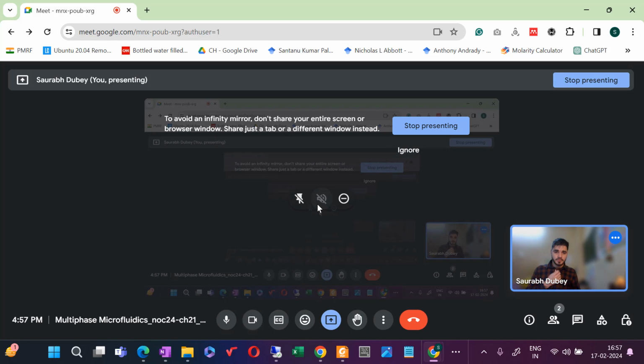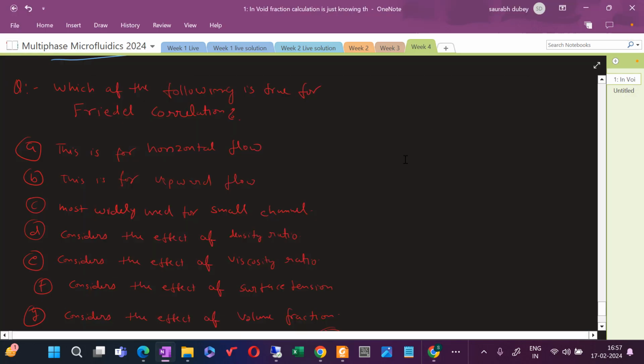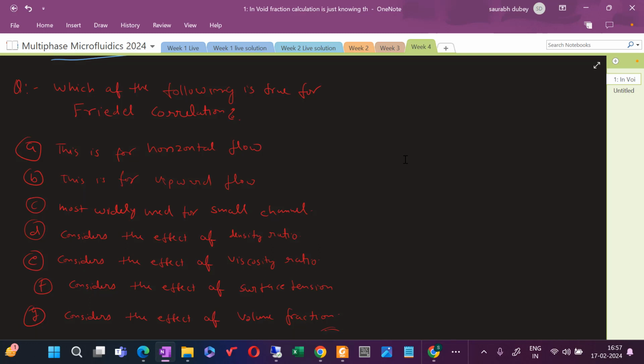So, as far as the discussion is going on, this is all about the fourth week, two lectures. The one was for the word fraction calculation, with various correlations coming up into the picture, and another one was liquid flow regimes.